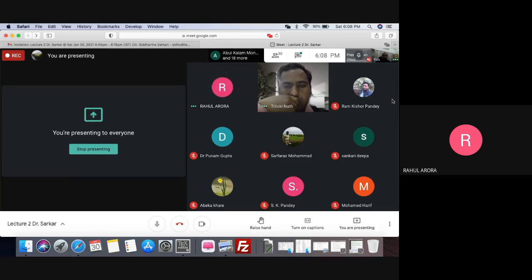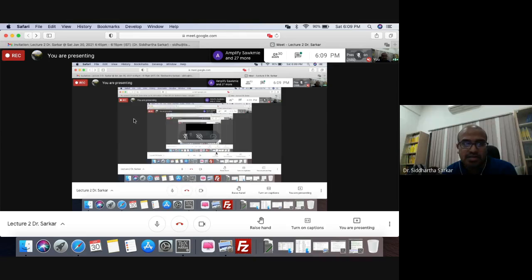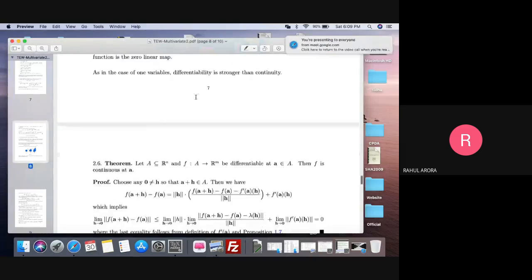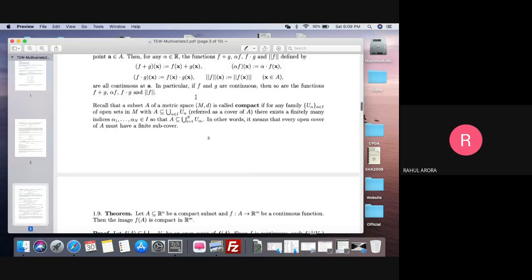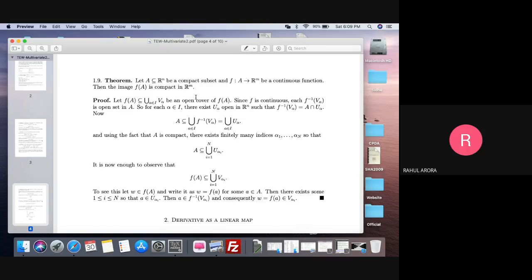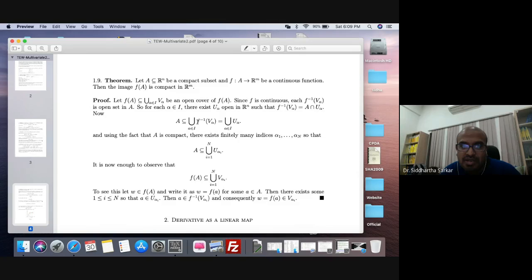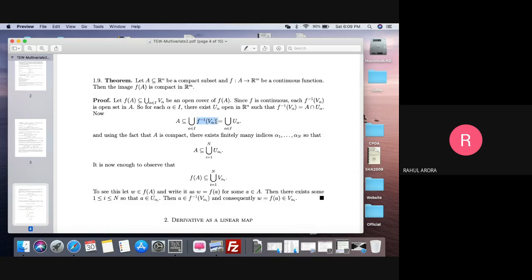Okay, sir. One more question. In the proof of the theorem that the continuous image of a compact set is compact, I have one question regarding that proof. Will you please show me that slide? Yeah, just a moment. Here, a small explanation that I want. How would A be a subset of the union of f inverse V alpha, where alpha is in I? I got confused over this part.